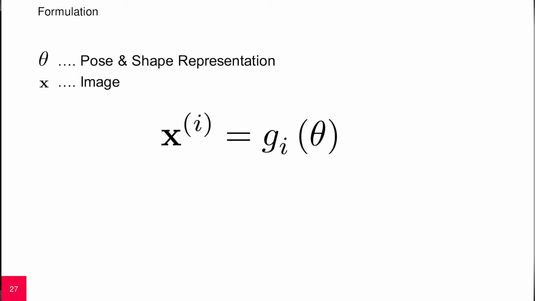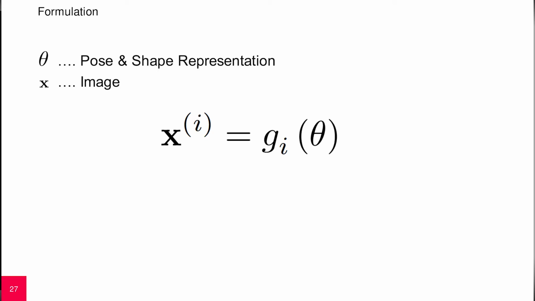So in formal terms, a pose representation theta. If we have a mapping G, which maps the pose representation theta to an image from U1.